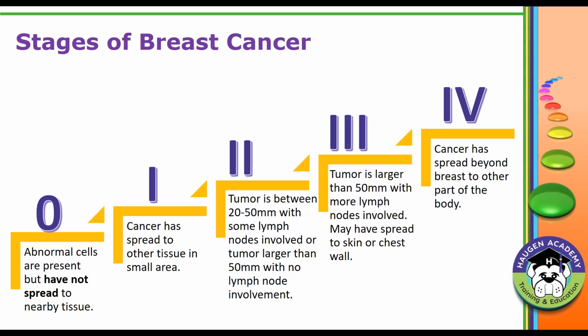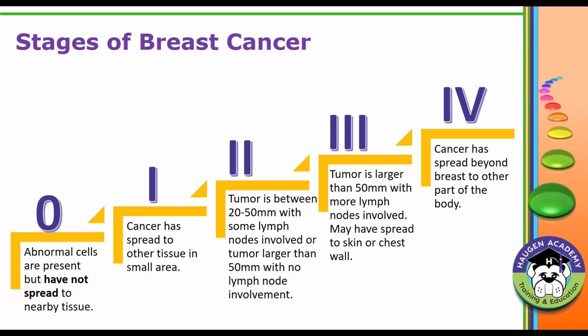And these are the stages of breast cancer. So we have 5 stages starting with 0. Stage 0 means there's abnormal cells present, but they haven't spread to nearby tissue. 1 is the early stage where cancer has spread to other tissue in a small early area. 2 is localized, so that means the tumor is between 20 and 50 millimeters. Some lymph nodes are involved, or involved a larger tumor than 50 millimeters with no lymph nodes involved. And this is generally very effectively treated.